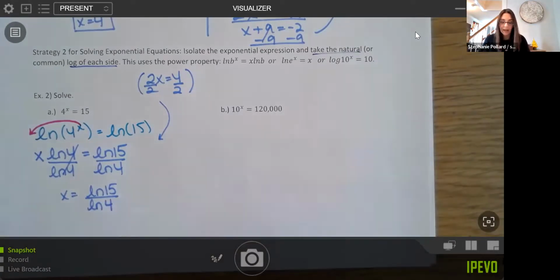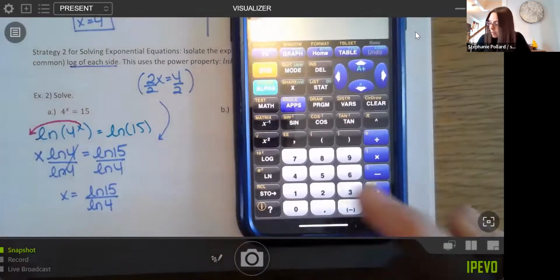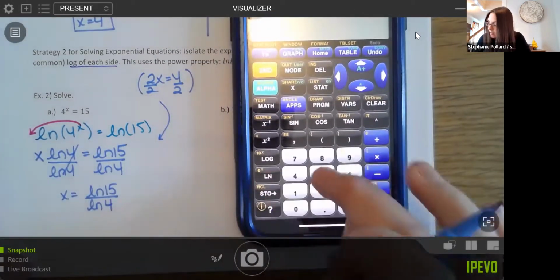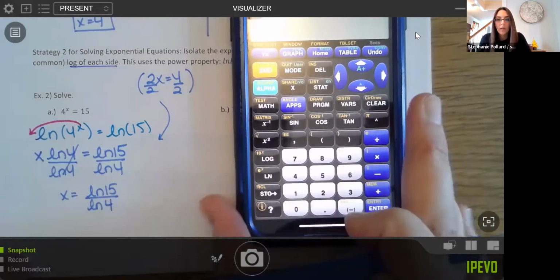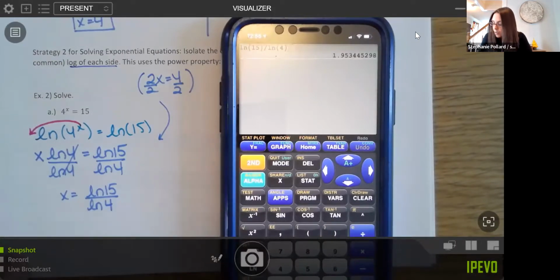If you do want it in calculator form, though, an approximation, you're just going to go to your calculator. You're going to type in natural log of 15, and then you do want to close the parentheses, so that looks like this. And then you're going to divide that by the natural log of 4, and again, close the parentheses, and then hit enter. So you get about 1.95 here for your answer. So the exact answer, the approximate answer.